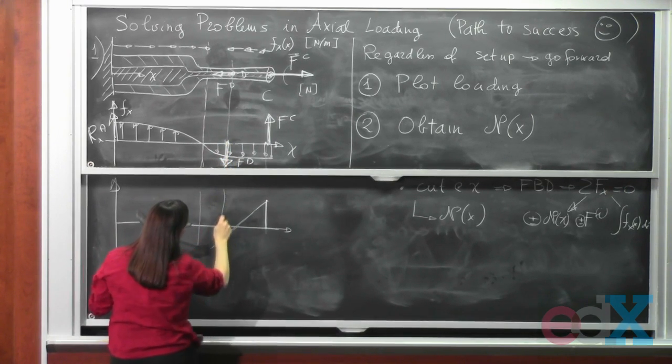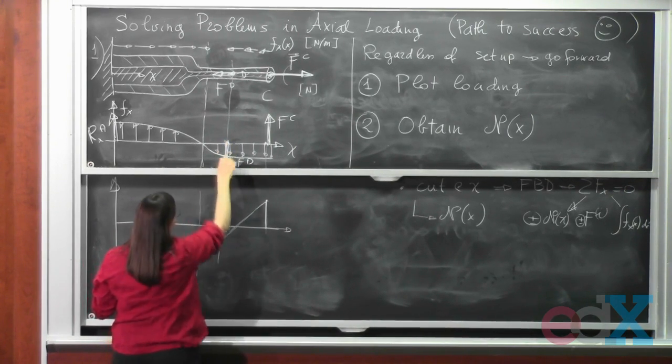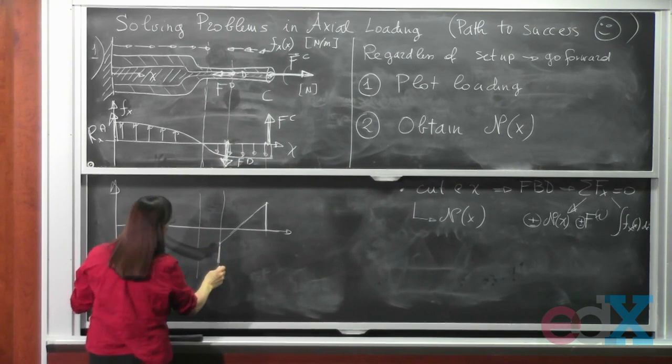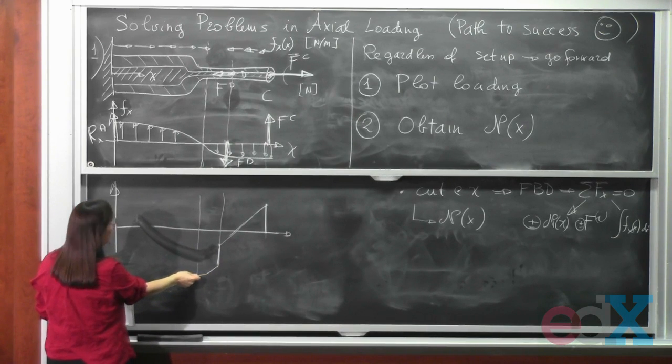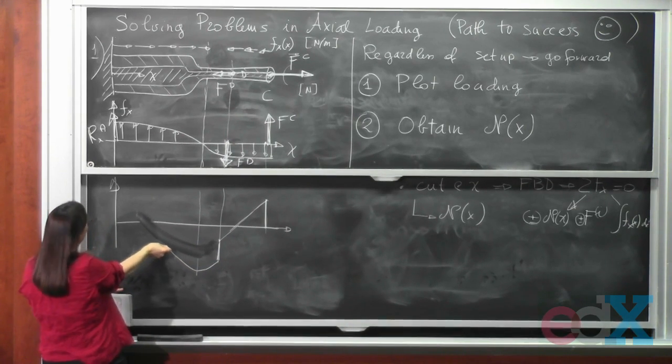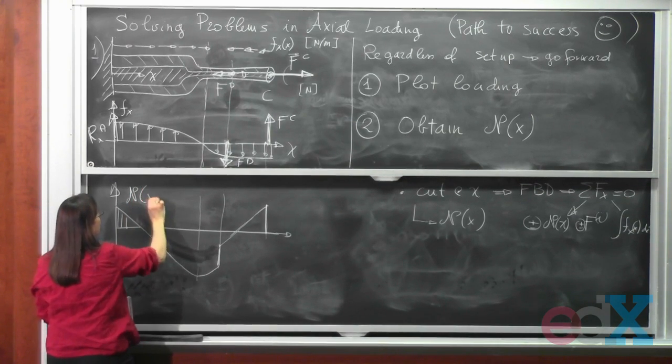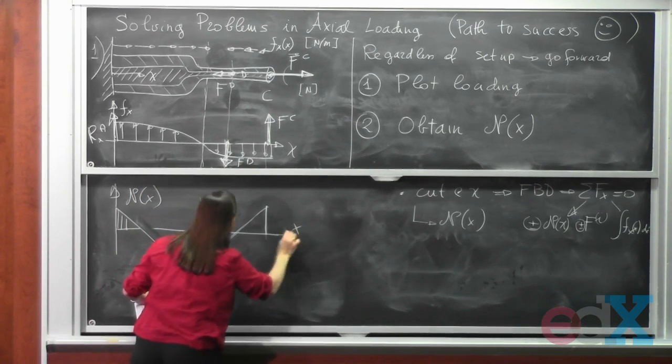So what is this concentrated load? I also draw a line right here. It's going to go down a little bit like that. Then here it's going to continue, go flat here, come up here, and go like that. So this is my N of x as a function of x.